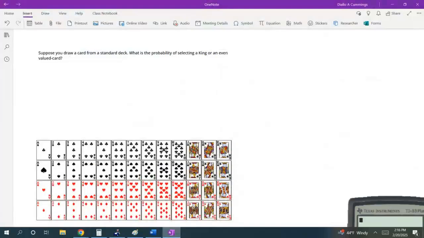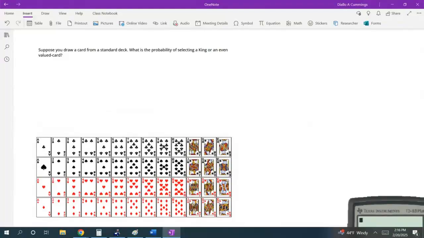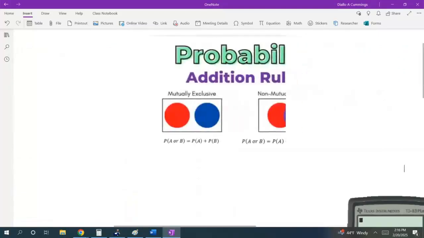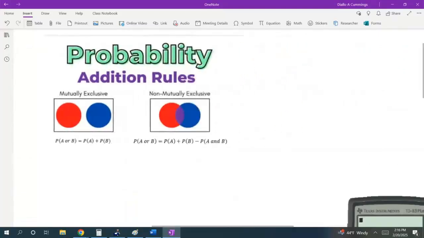In this problem, we're posed the following question. Suppose you draw a card from a standard deck. What is the probability of selecting a king or an even valued card? So in order to figure this probability, let's take a look at the probability addition rules.